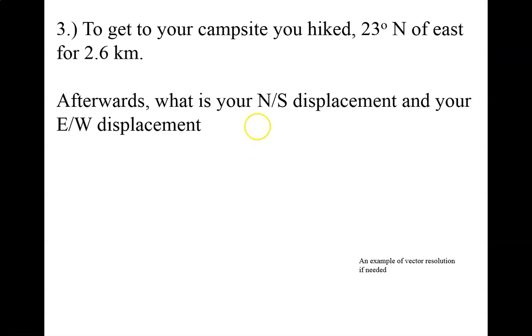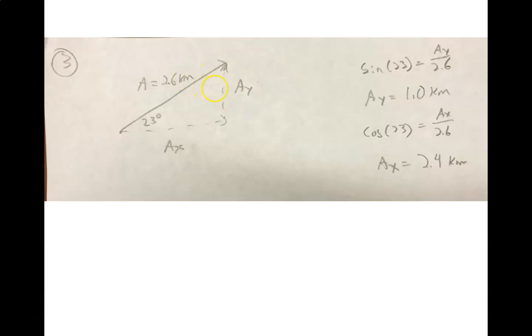It's just simple sine, cosine, tangent kind of stuff. So if we hike 2.6 kilometers and we go 23 degrees north of east, what is your north-south displacement, which would be your y component? And what is your east-west displacement, which would be your x component? We don't have to draw it to scale. We don't have to get a protractor out. All we have to do is sketch it out. So we've got 23 degrees north of east. This is east, and this is 23 degrees north of that. 2.6 kilometers is the hypotenuse, and we're asking for the x and the y component.